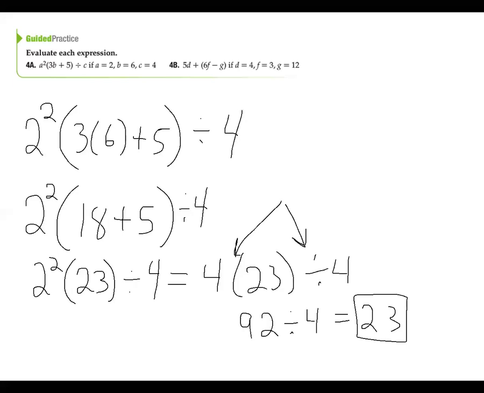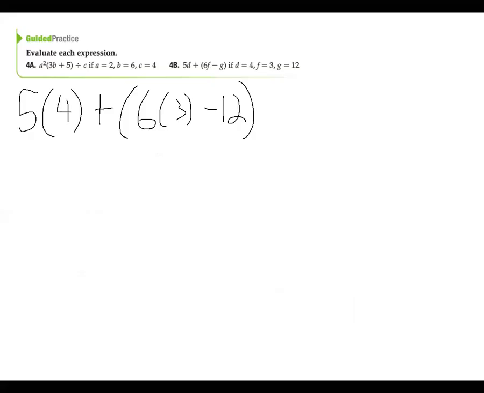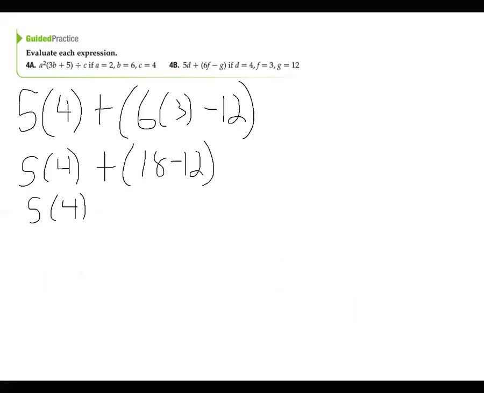Okay? All right. So the next one, 5 times d, which is 4, plus 6 times f, which is 3, minus g, which is 12. Okay, so within the grouping symbols, so you have 5 times 4 plus 6 times 3 is 18 minus 12. Still within those grouping symbols. Now, I know the 4 is within a grouping symbol of parentheses, but there's nothing to do inside there.